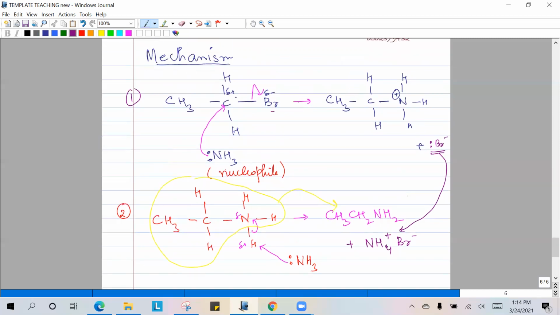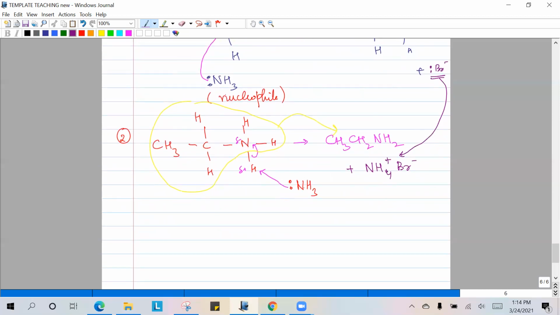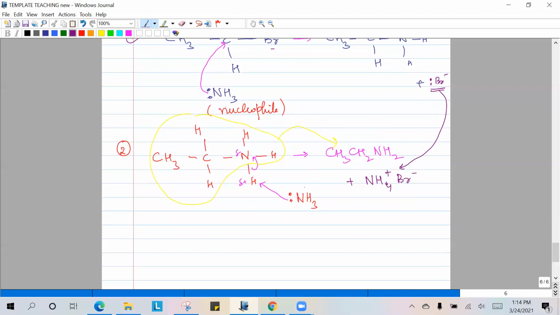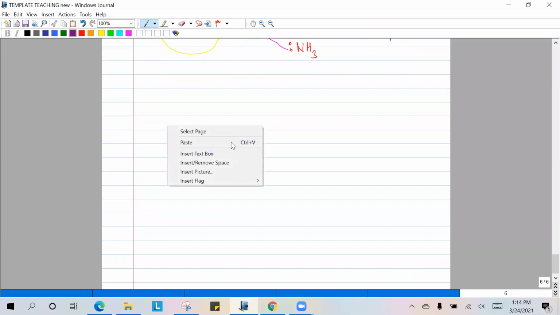So in the first step, ammonia is behaving as a nucleophile. It kicks away the Br minus separately. In the next step, it loses one of the H plus to the ammonia, forming the ammonium ion, and then the ammonium ion combines with the Br minus, forming the ammonium bromide.